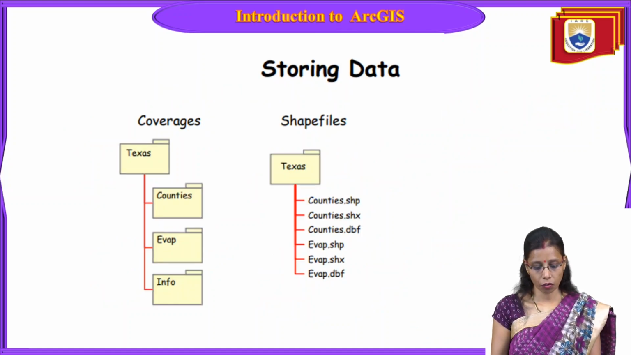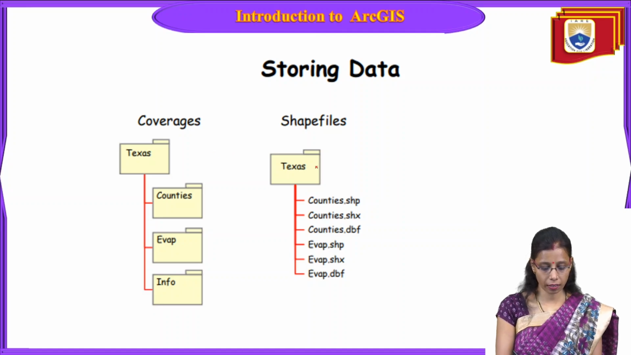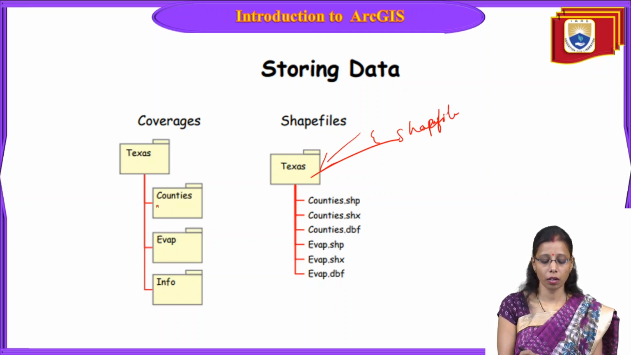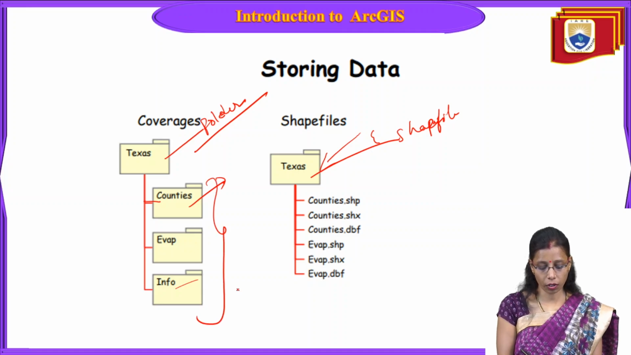Okay. Now storing the data. If you want to store data about an area or a country like Texas, you convert the data into a shapefile. So how do we convert this information? Coverages means this is the folder, so it is saved in the folder. In that folder, if you have one more folder, we can create quantities, evap, info. So these three more folders we have created.